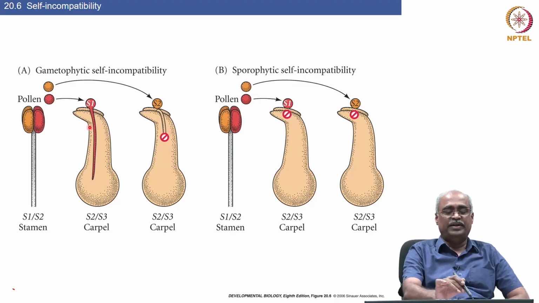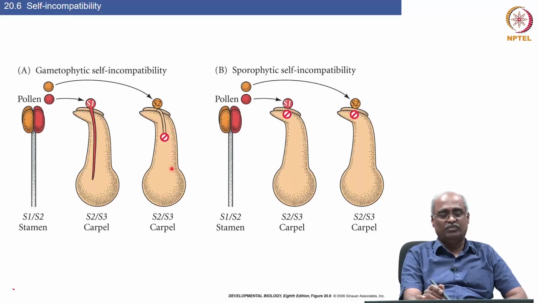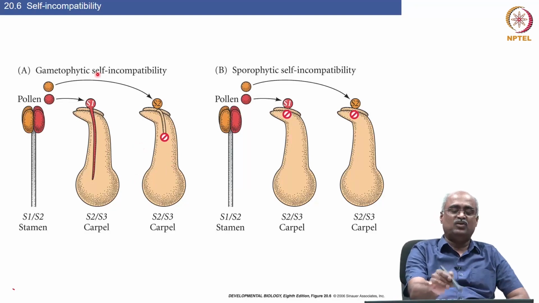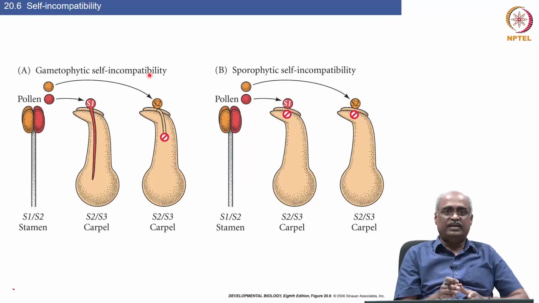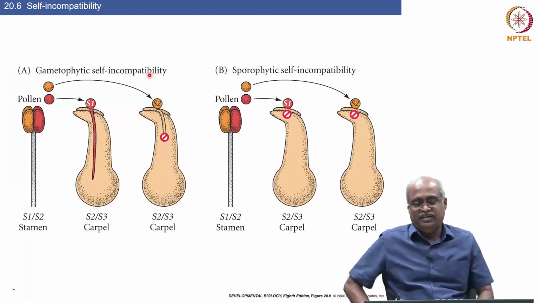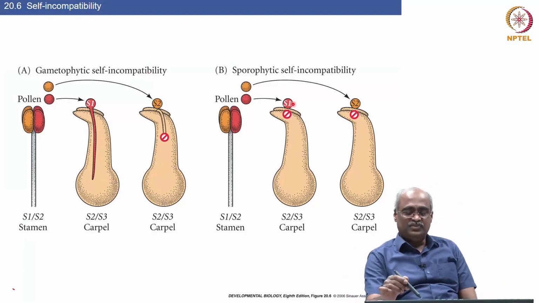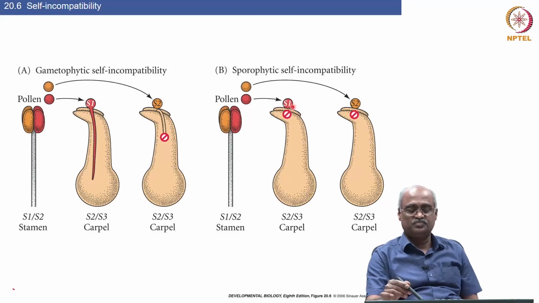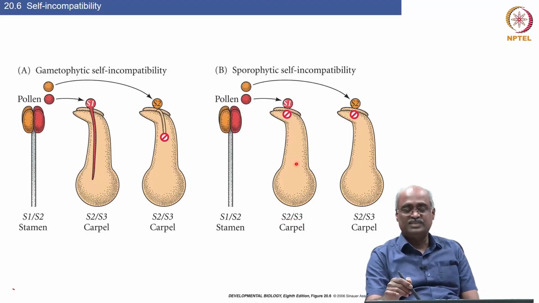So, the pollen tube, even if it starts, degenerates and there is no fertilization. This is called gametophytic self-incompatibility, where the gametes sharing the same alleles are recognized as self and pollination fails. The other one is quite interesting in the sense that although this pollen is S1 and this is S2, S3, so these two alleles are completely different, even then it fails to germinate.